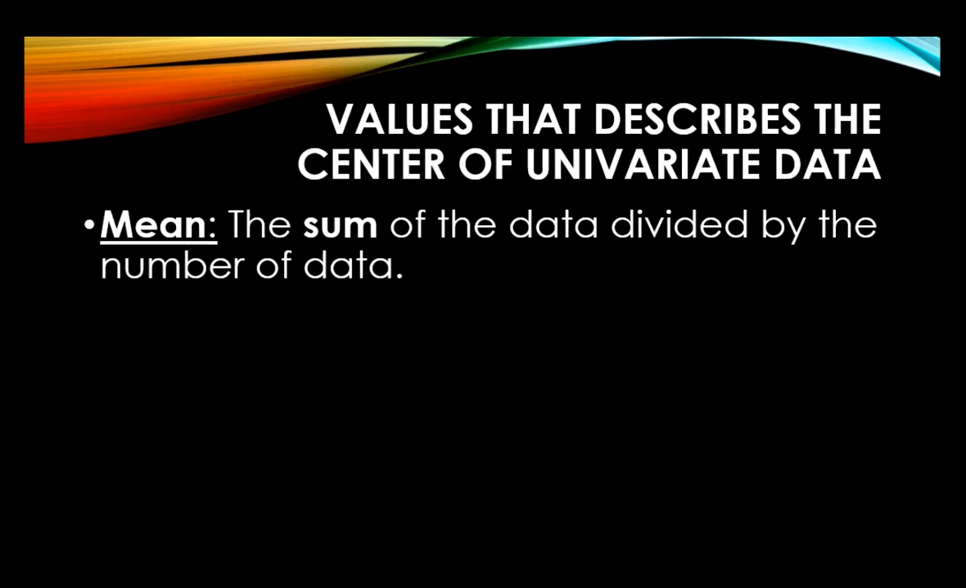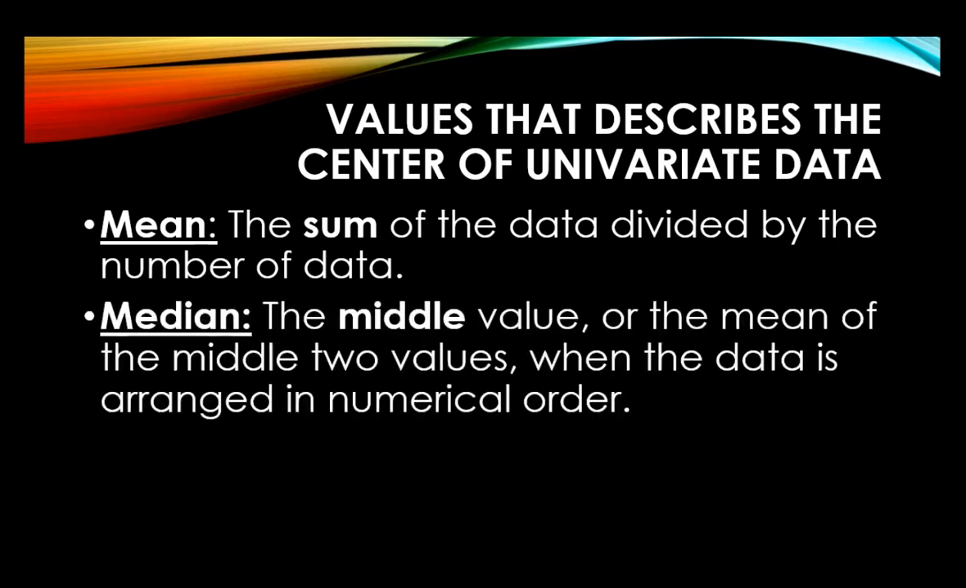The first one is the mean, and the mean is the sum of the data divided by the number of data. The median is the middle value, or the mean or average of the middle two values, when the data is arranged in numerical order.